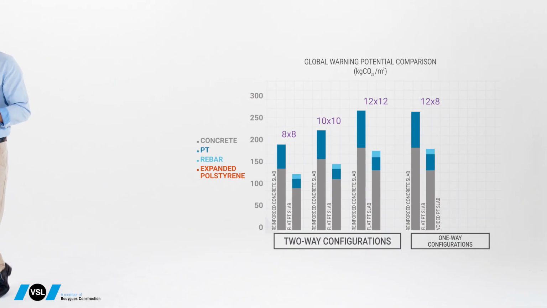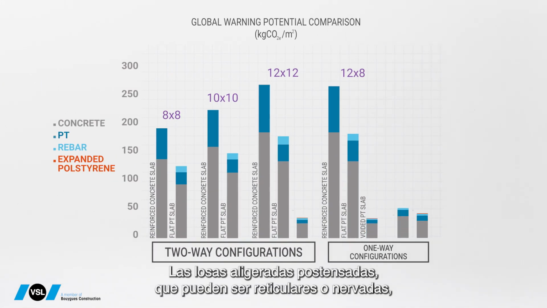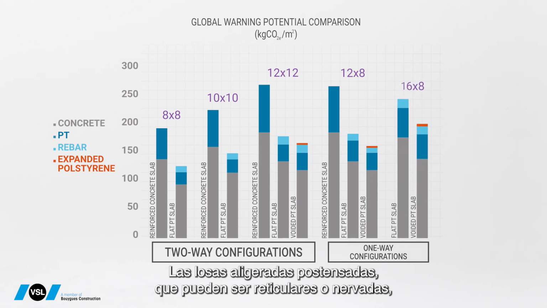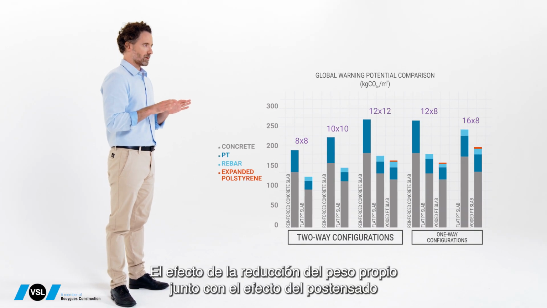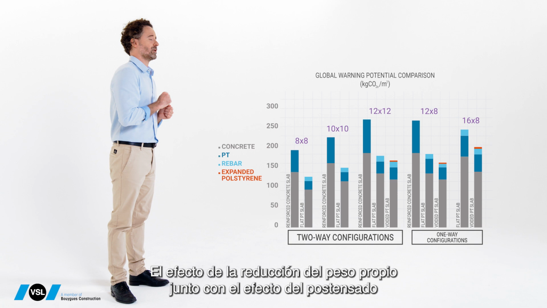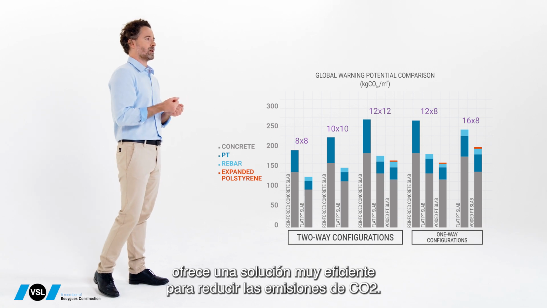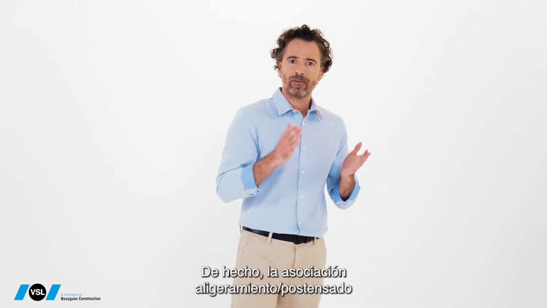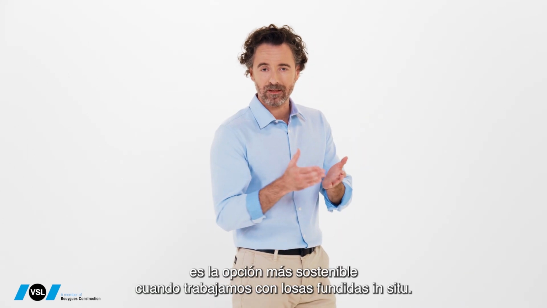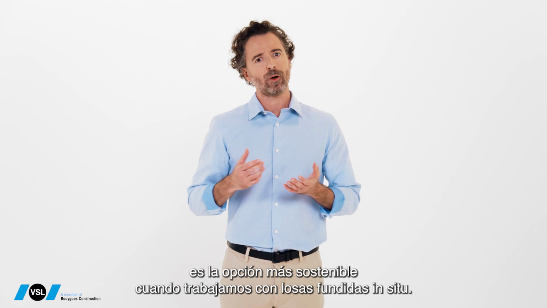Second observation. PT voided slabs, that can also be PT waffle slabs or ribbed slabs, allow for additional savings in carbon footprint. The effect of self-weight reduction combined with the effect of post-tensioning provide very efficient solutions in terms of low CO2 emissions. In fact, the combination of voiding with post-tensioning is the most sustainable choice when we work with cast in situ slabs.